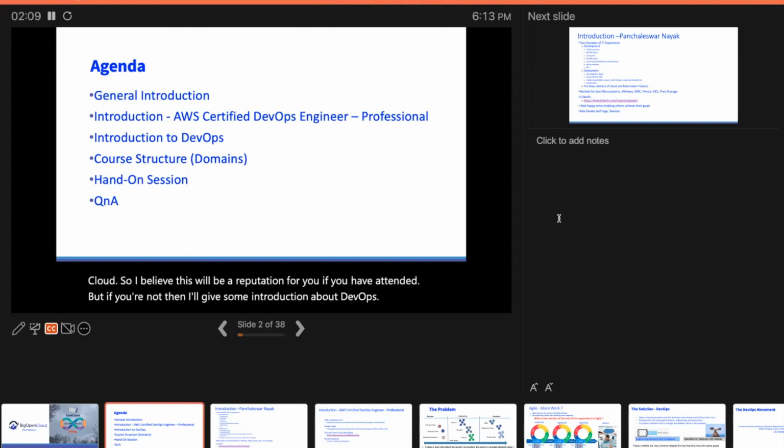Then I'll explain the course structure for this certification course. And we'll have a little hands-on too. Most of our sessions will be hands-on. I'll not just speak or present, but half or maybe more than half of my session will be hands-on. Then we'll have a Q&A session toward the end, and we'll try to cover all this in 1 hour. Today we lost maybe 10 minutes, but next time we'll start exactly at 6 and finish exactly at 7. That will be the structure for this session going forward.